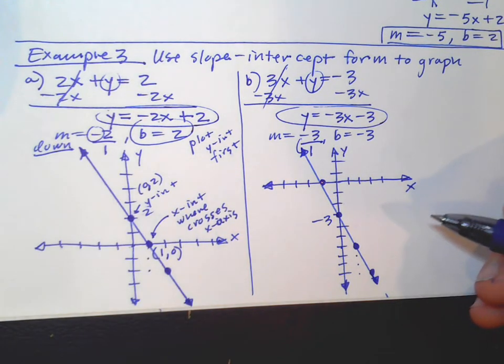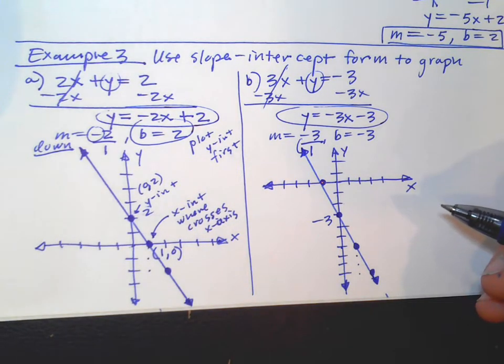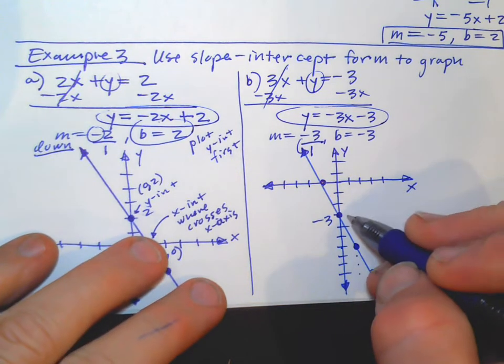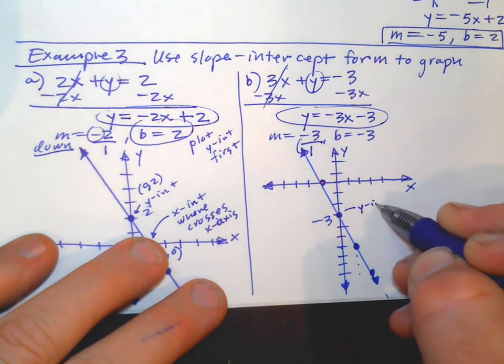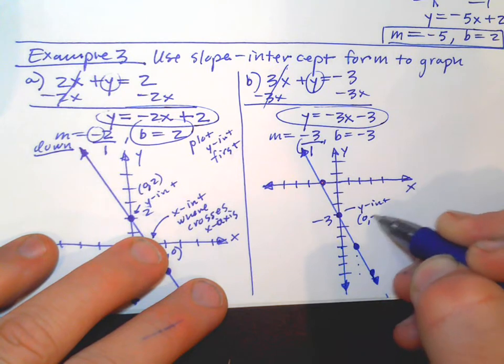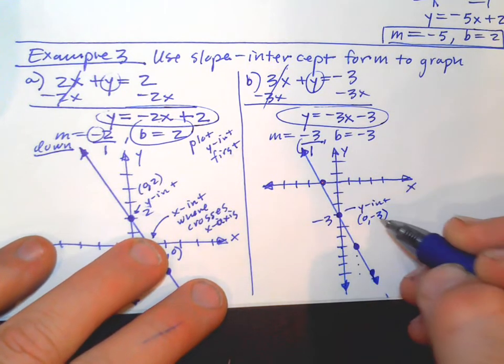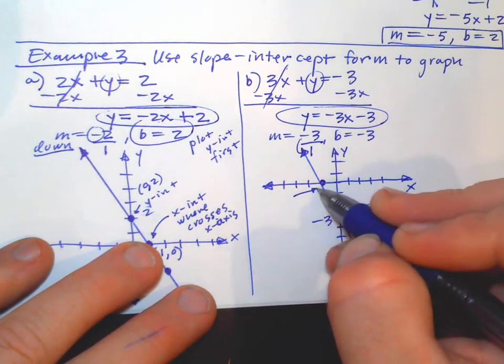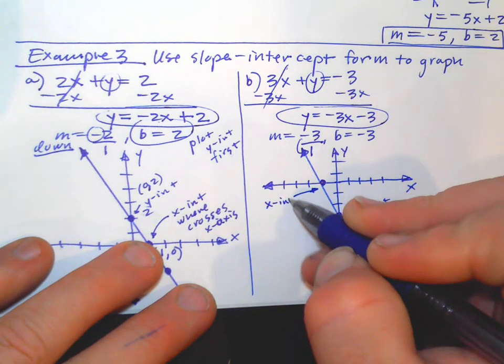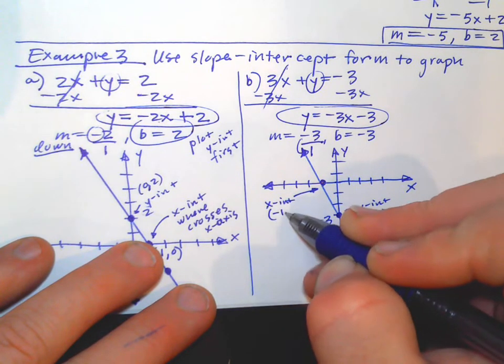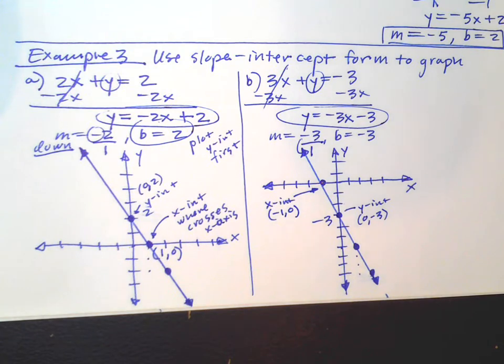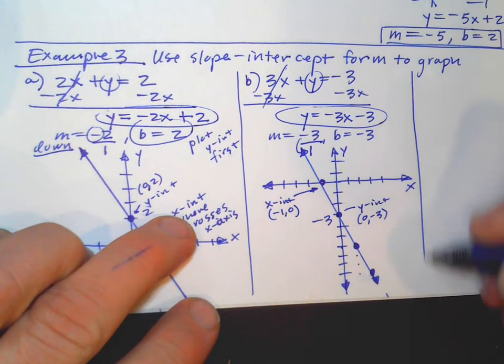Connect it, nice straight line, ruler, something straight, put arrows on the ends. So this is the y-intercept, -3. You might also think of it as (0, -3). The x-coordinate is 0, the y-coordinate is -3. This is the x-intercept. Coordinates would be (-1, 0). All right, last one.